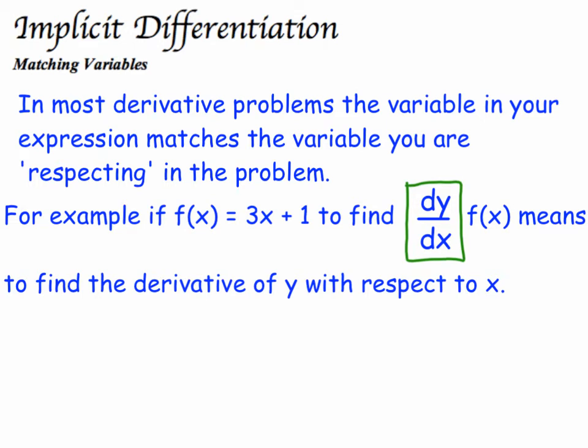In this lesson, we are going to talk about implicit differentiation. Now, in most derivative problems that we've done already, we've been taking the derivative of x. So we have been respecting the variable in the problem. But sometimes the variable does not match the derivative that we're taking, and we represent it by dy over dx. And dy over dx means you're finding the derivative of y with respect to x.